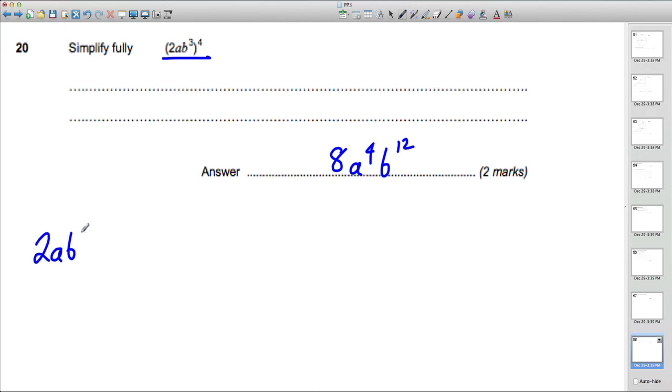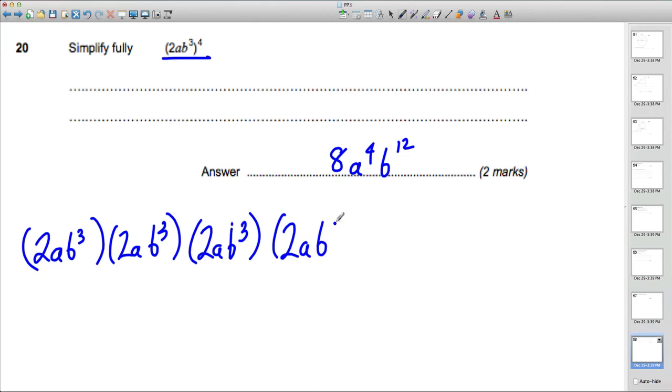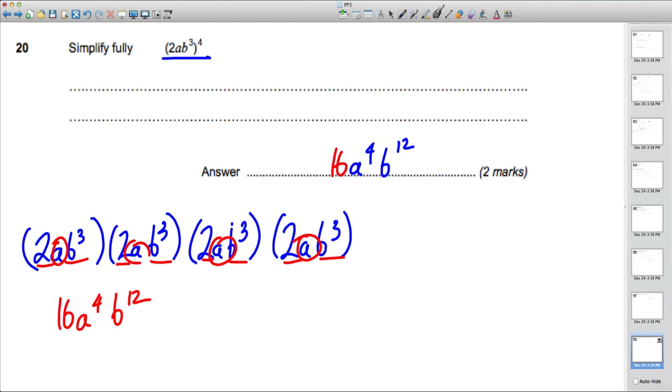That means 2ab cubed multiplied by 2ab cubed multiplied by 2ab cubed multiplied by 2ab cubed. Sorry, it's to the power of 4. My apologies. It should be 16. 2 times 2 times 2 times 2 is 16. A times A times A times A is a to the 4. B cubed times B cubed times B cubed times B cubed is B to the 12. Or you could think of it as everything gets raised to the power of 4. 2 to the power of 4, A to the power of 4, B cubed to the power of 4. 2 to the power of 4 is 16.